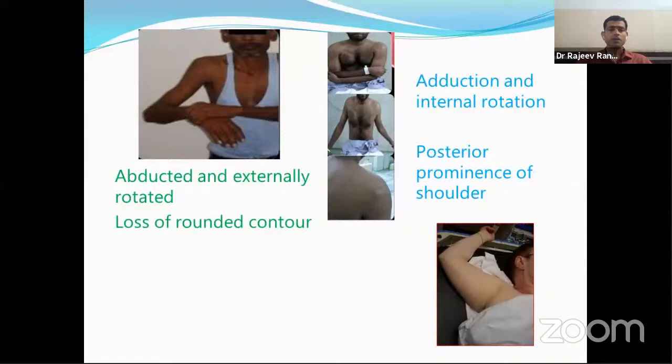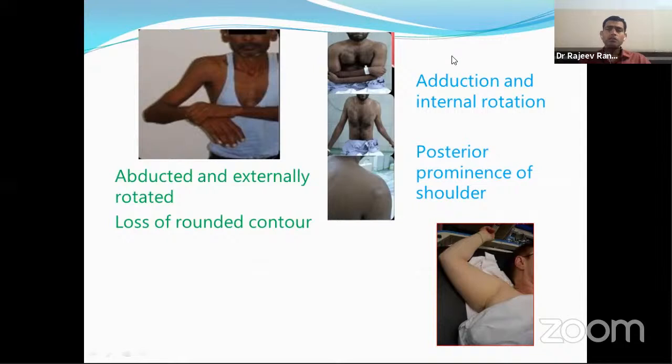So if a patient presents with an anterior dislocation of the shoulder, how does he present? He will have the arm abducted and externally rotated, and the patient will hold the affected arm with the opposite hand, and there is a loss of the rounded contour of that shoulder.